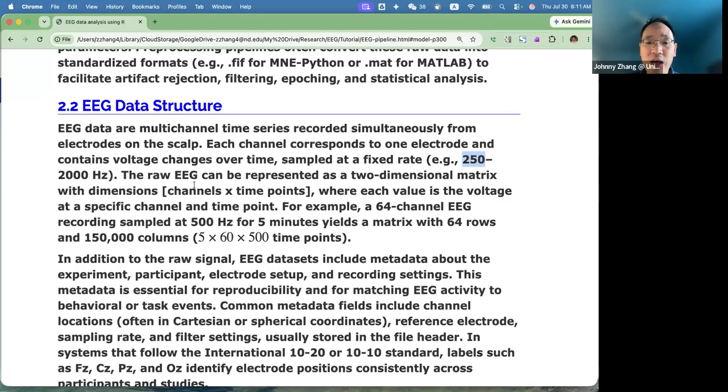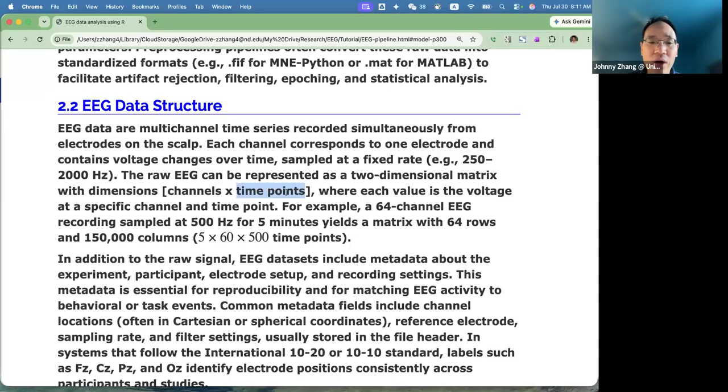So the raw EEG data can be stored as a two-dimensional matrix. On the rows are the different channels. Each electrode can be called a channel. For example, if we have 64 channels or 64 electrodes, we would have 64 rows. And on the columns are the number of times we record the data.